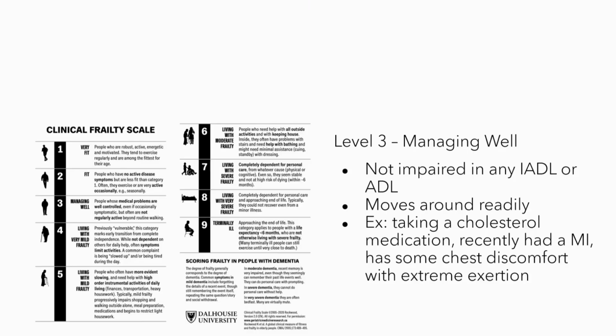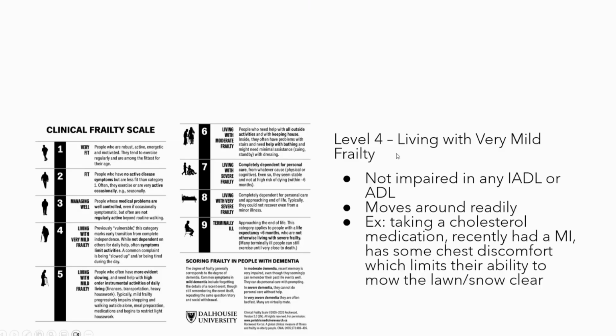And so there's an example there, taking a cholesterol medication, recently had an MI, has some chest discomfort with extreme exertion. So they're not usually super active. And then you get to number four. Number four is living with very mild frailty. Here, you're still not impaired in function. So all the way up to mild frailty, or very mild frailty, you don't have functional impairments, but you might feel slowed up or being tired or not having the same stamina that you had previously.